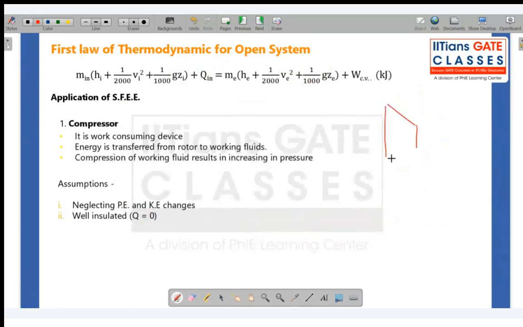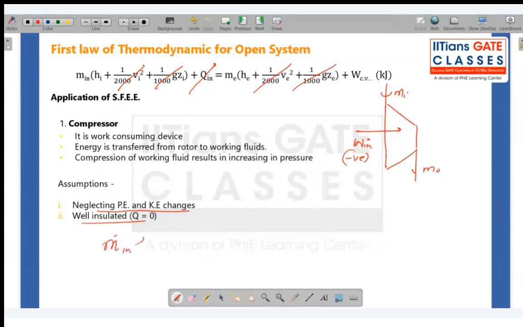Then we have the compressor. Quickly, I'll go through everyone. So here mass in, mass out. Here work is in, so it will be negative. Again, it is a work consuming device. Compressor is a work consuming device. So I will neglect kinetic and potential energy changes, well insulated. So this goes away. Mass in h i is equal to mass exit h exit.